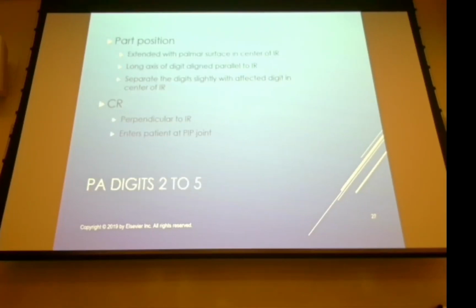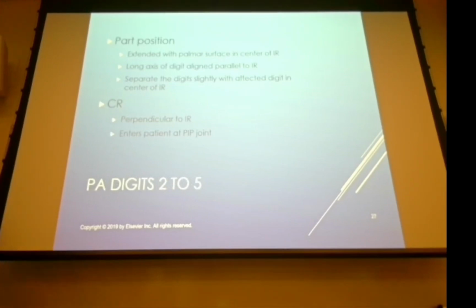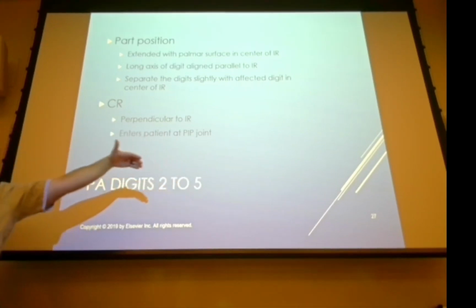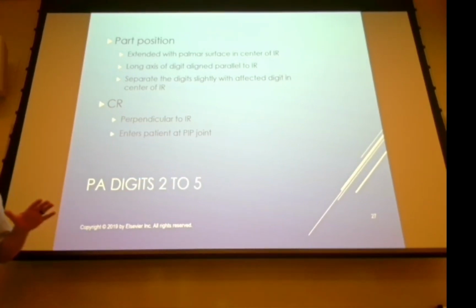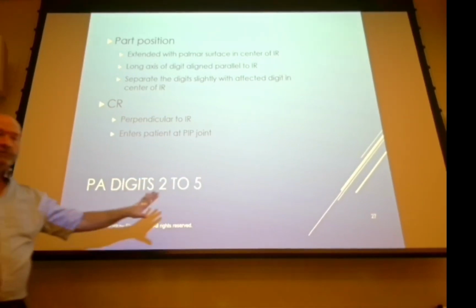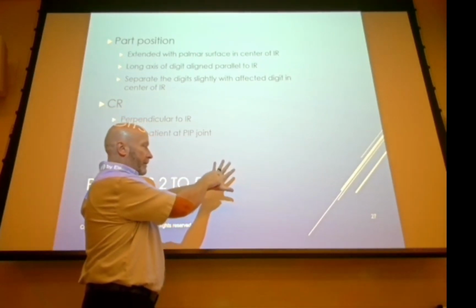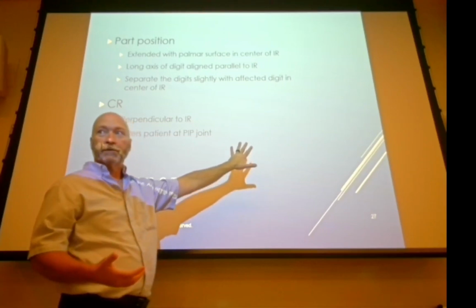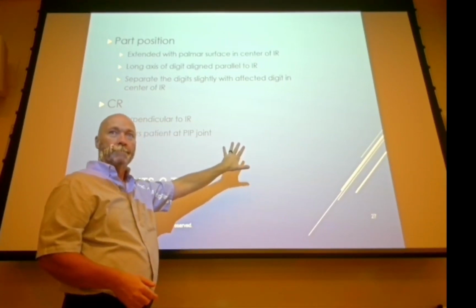All right, so collimation, central ray. Something else you're going to have a tendency to confuse is perpendicularity and parallel relationships. In the position of your central ray, our central ray for our hand, for example, is going to be to the third metacarpophalangeal joint. It's going to be perpendicular to the anatomy, right?